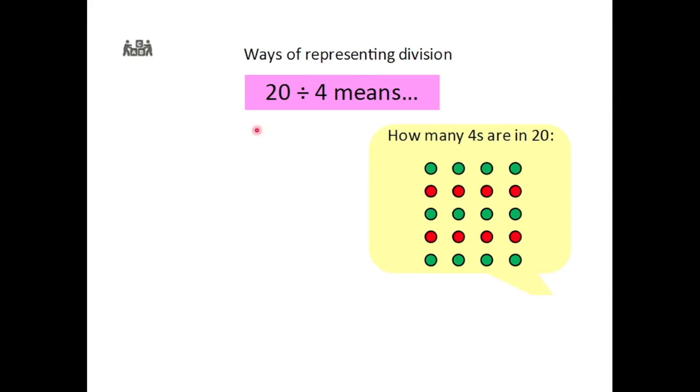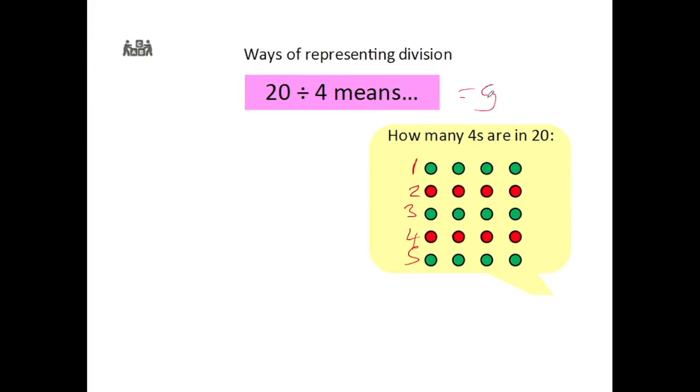So if we can see here, we've got the first line here. If I just get a pen. So just to have a look at it, we've got 1, 2, 3, 4. So that's one line. So we've got one lot of 4 in 20. So if I just put a 1 there. Then we've got 1, 2, 3, 4. We've got another one. 1, 2, 3, 4. 1, 2, 3, 4. And lastly, 1, 2, 3, 4. So what we've identified is that there are 5 lots of 4s that go into 20. So 20 divided by 4 equals 5.